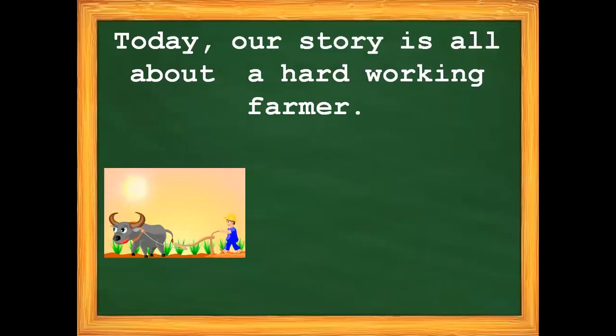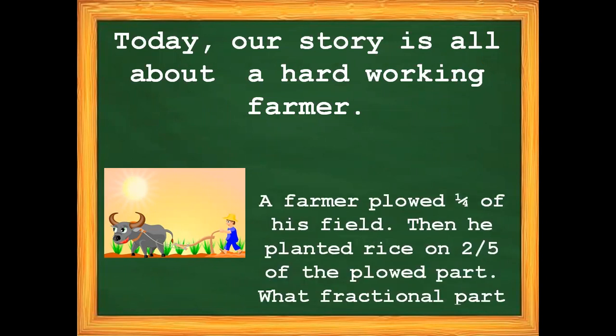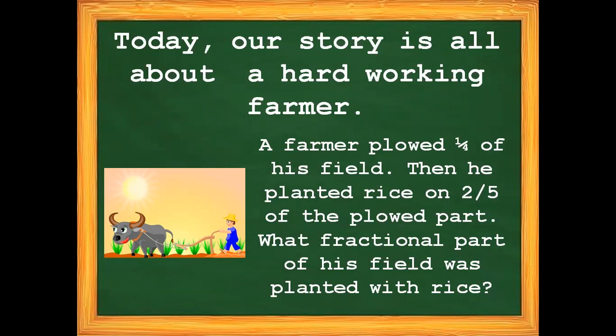Today, our story is all about a hardworking farmer. A farmer plowed one-fourth of his field. Then, he planted rice on two-fifths of the plowed part. What fractional part of his field was planted with rice?